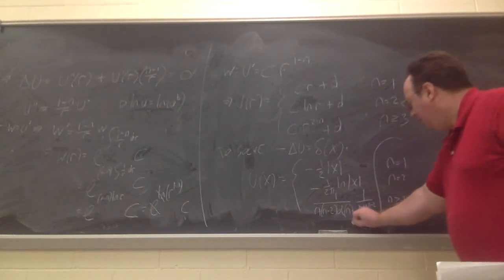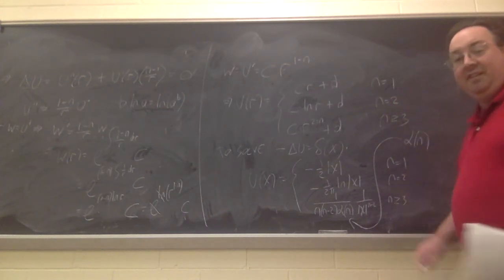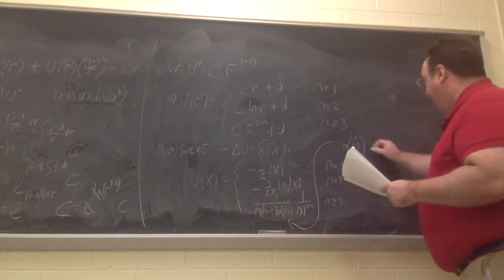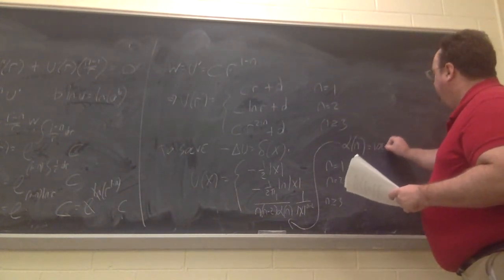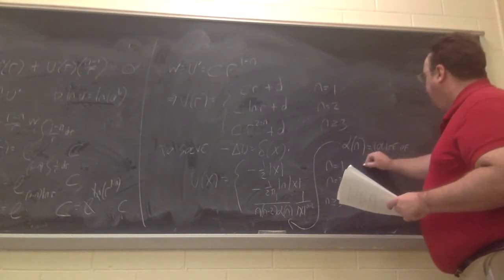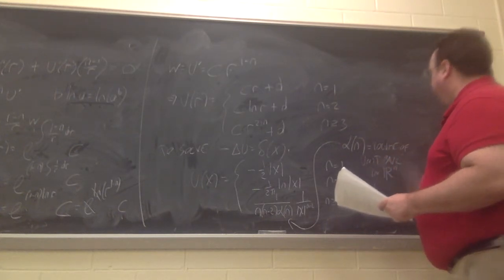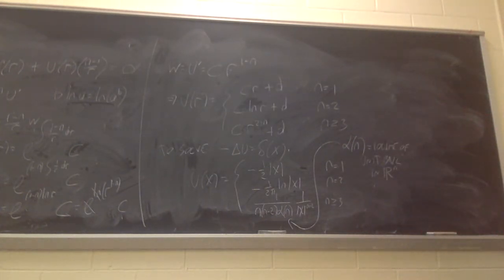Alpha of n is equal to the volume of a unit ball in Rn. So in other words, if it was n equal 3, it'd be the volume of a unit sphere, which is 4 pi. So volume of a sphere is like 4 pi r cubed or something. So it'd be 4 pi, if I remember correctly. And then whatever it is in higher dimensions, which I don't even know or care.